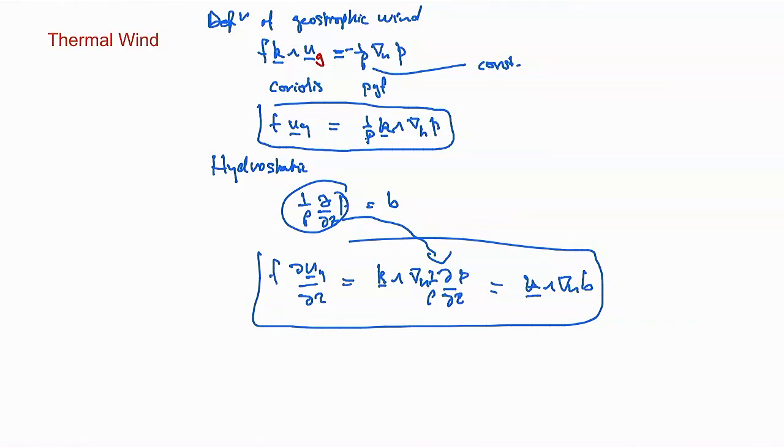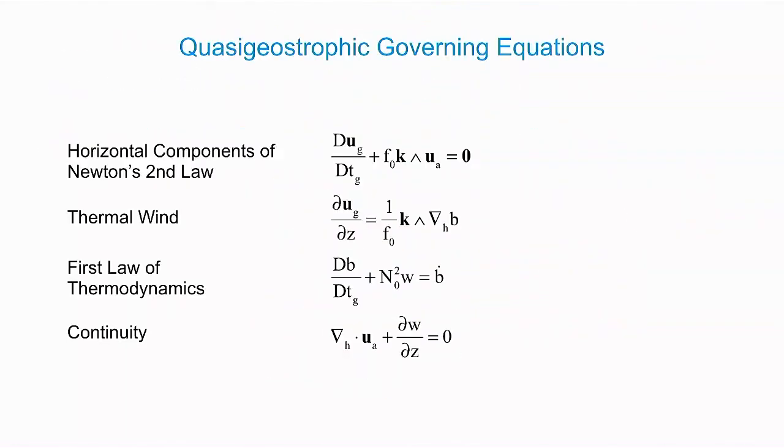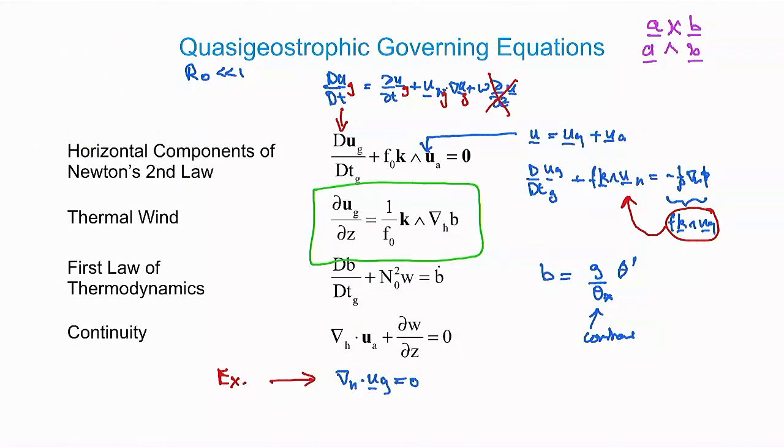Now, if the Rossby number is small and it stays small, so in other words, we're talking about a weather system, then the thermal wind balance must be maintained. So this has to be true for all time if the Rossby number is small. Now, let's come back to the possibility that the Rossby number changes later on. Let's not worry about that for the moment.